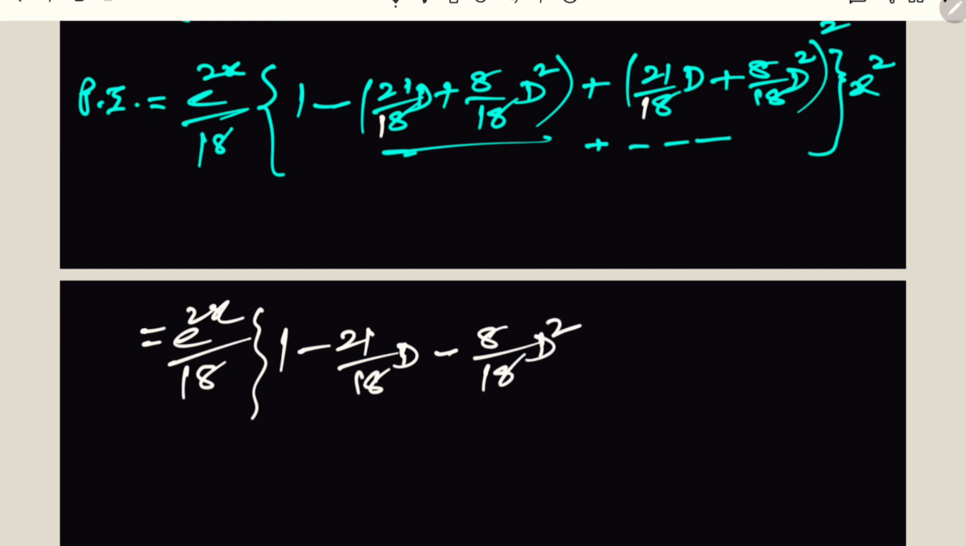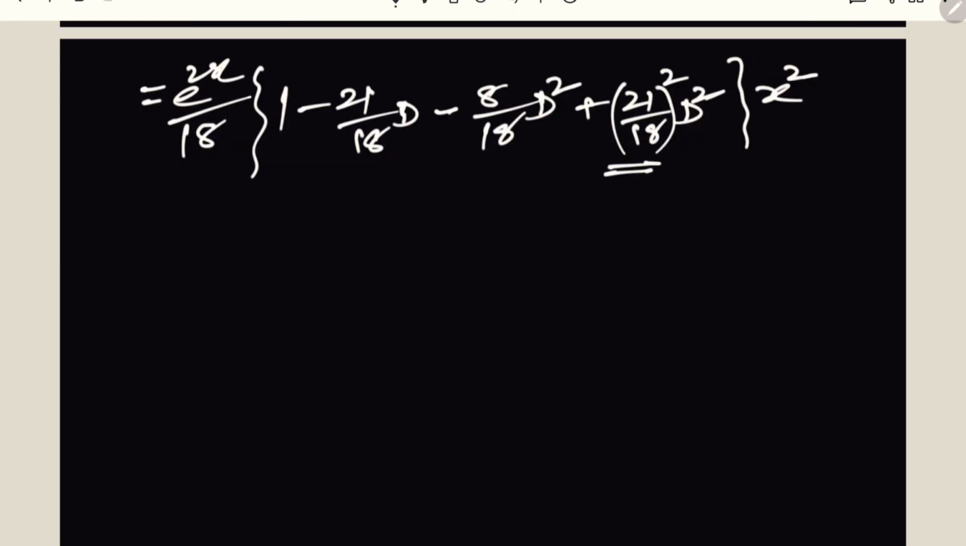Then expanding this bracket by a plus b whole square. The first term is a square, means it is 21 by 18 square and d square. Twice ab becomes d cube, neglecting that term of d cube. B square becomes d raised to 4, neglecting that term also. Means we take only one term from that expansion, and that term is 21 by 18 whole square into d square. And then we have to operate on x square.